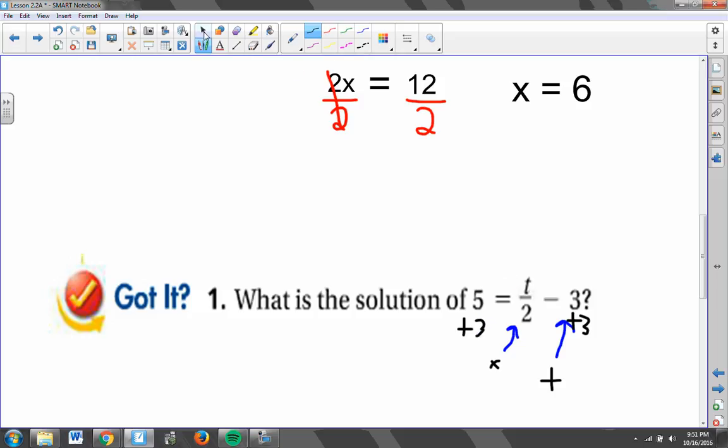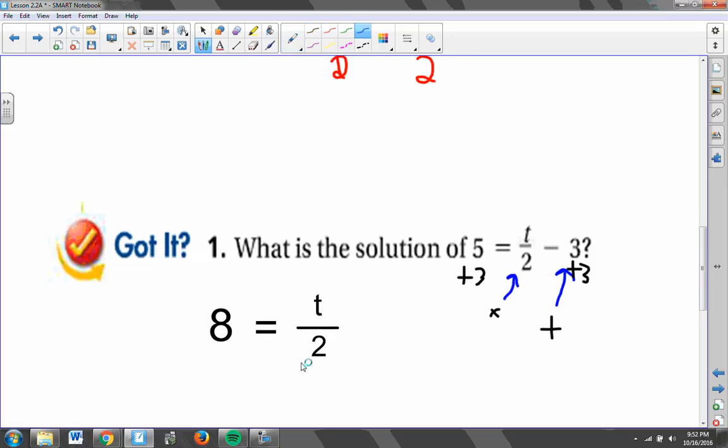5. So now my equation, once I add 3 on both sides, has an 8 on the left side because 5 plus 3 is 8, and that is equal to, the only thing left on the other side is t divided by 2. So I have t, and then a fraction bar, and then a 2 underneath. So my equation now says 8 equals t over 2, and now this is a one-step equation that looks just like what we were solving in our last video.